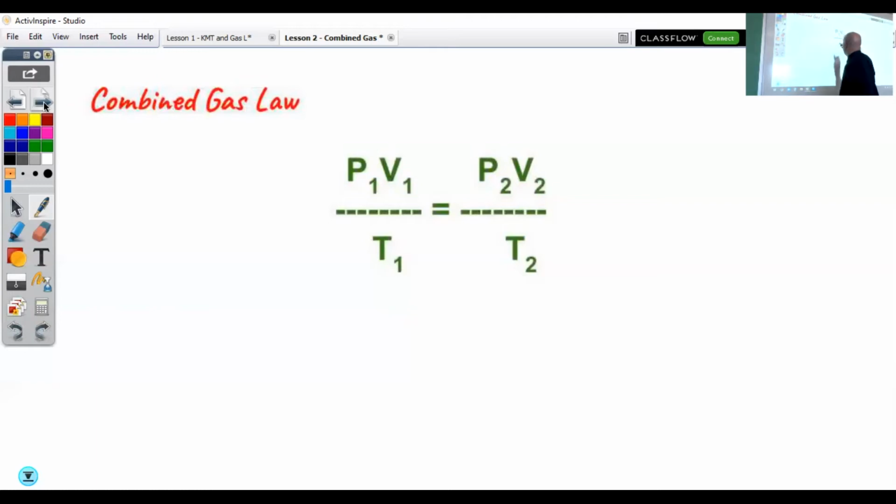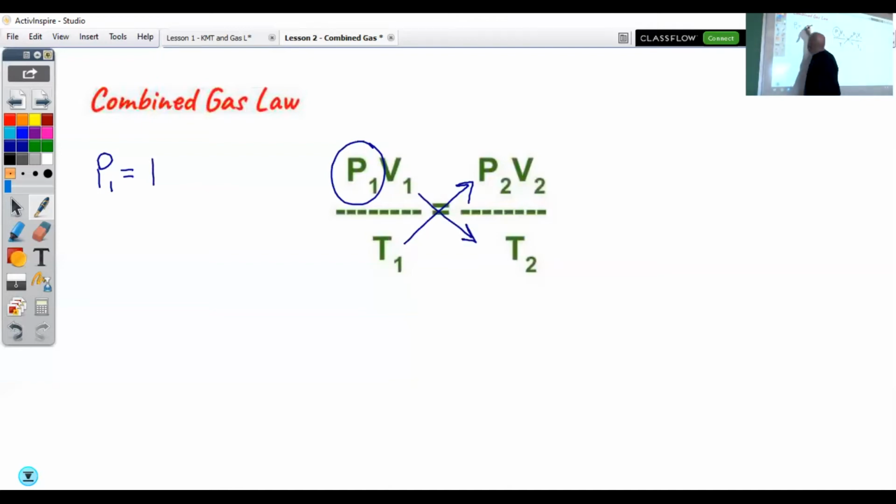So let's start off with pressure 1. If we're solving for pressure 1, we want to move volume 1 and temperature 1 away. So we would get the equation pressure 1 is equal to, now keep in mind you can move variables diagonally across the equal sign. So pressure 1 is going to be equal to, T1 is going to go up here, V1 is going to go down here. So we'll have a final equation, pressure 2, volume 2 times temperature 1 divided by temperature 2 times volume 1.